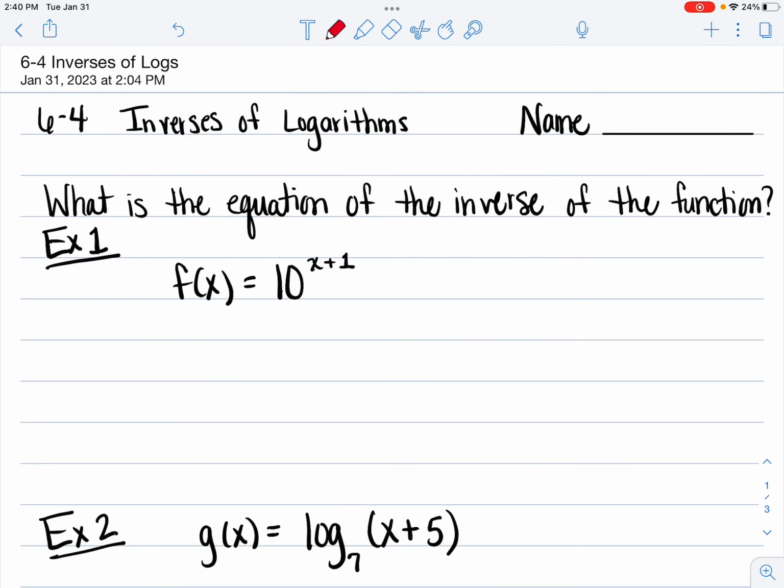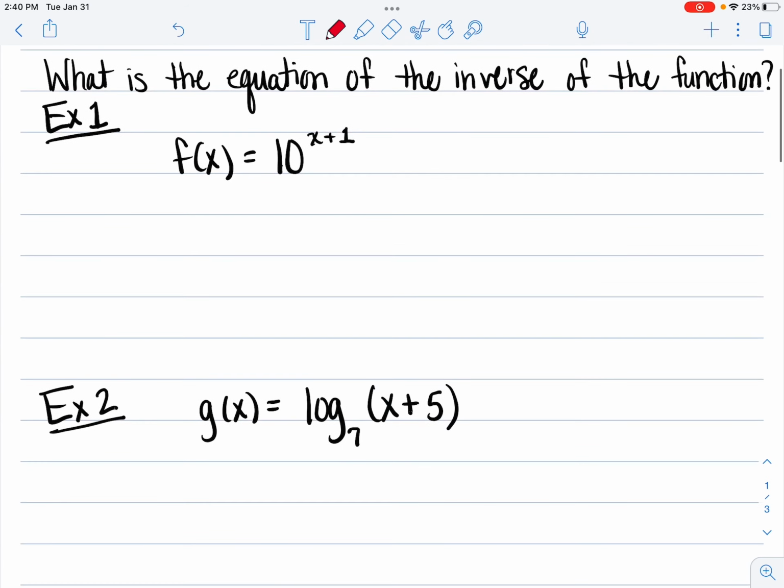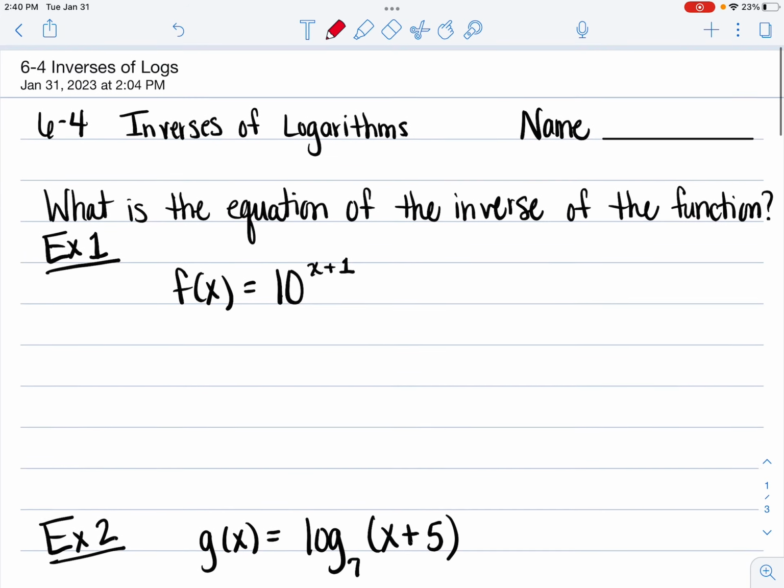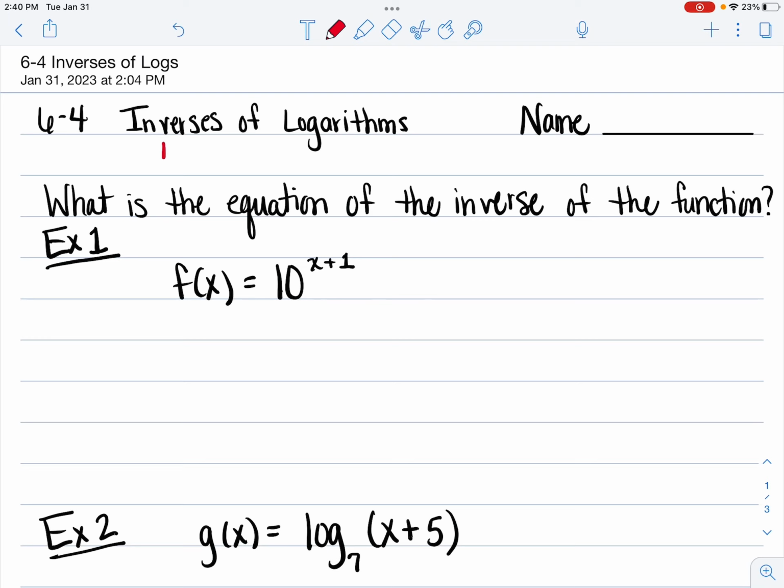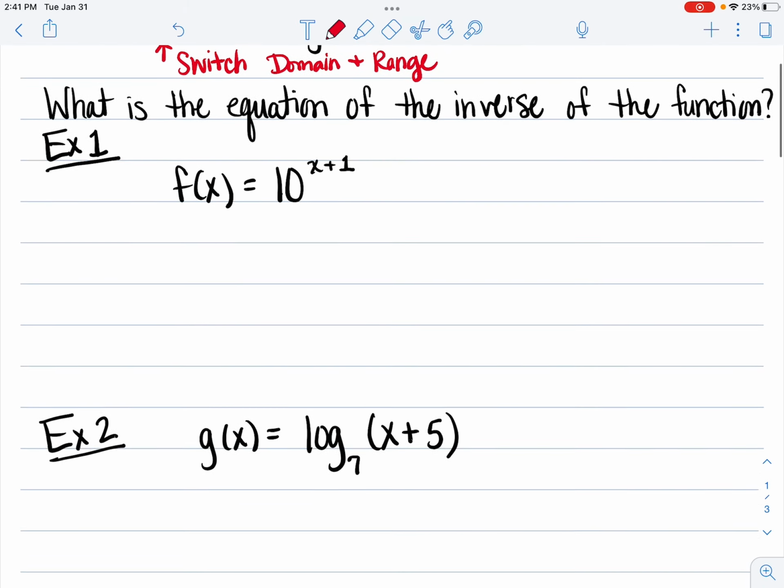So the two problems that we're going to go over today are how to find the inverse of an exponential function and of a logarithmic function. First of all, let's remember that an inverse is just where you switch the domain and range. Remember, the domain is the x value and range is the y value. We've done this with normal functions, we just haven't done it with exponents and logarithms yet.